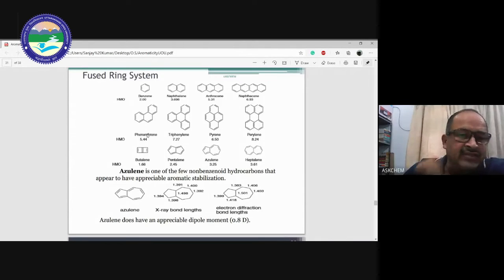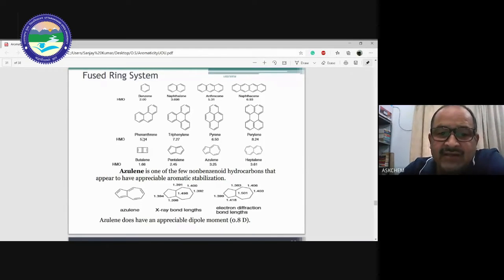In the case of phenanthrene, the HMO calculation says it is 5.44. But when we contrast phenanthrene with anthracene, anthracene is 5.31 and phenanthrene is 5.44. It means that phenanthrene is more stable in comparison to anthracene, because in anthracene, in this given configuration, only the middle ring is providing the aromatic loop, the ring current. The rest are just using up the unhybridized orbitals in order to generate or contribute whatever amount of aromaticity to the main unit.